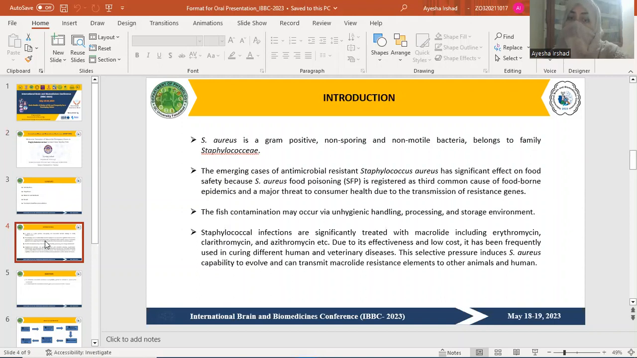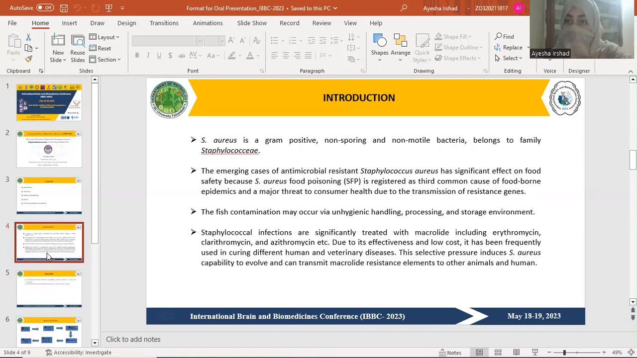Some other drugs. But due to their constant and frequent use in treating different human and veterinary diseases related with S. aureus, it can cause an emerging case of antibiotic resistance in S. aureus and can cause a threat to the surrounding environment and the contaminated food and the consumer which is consuming it.